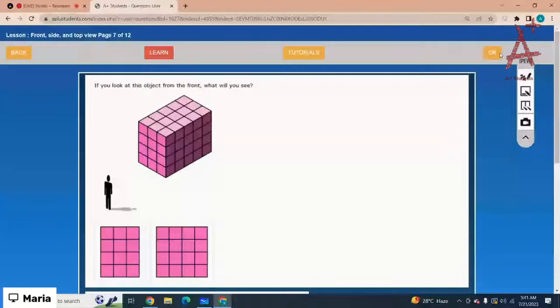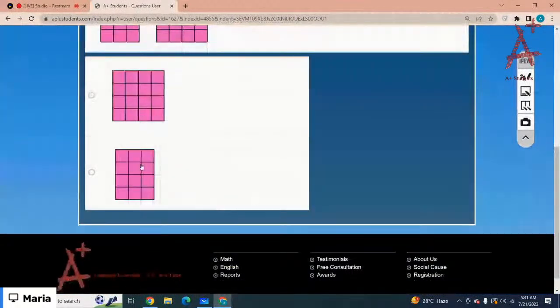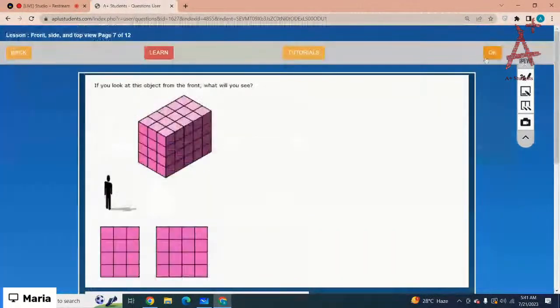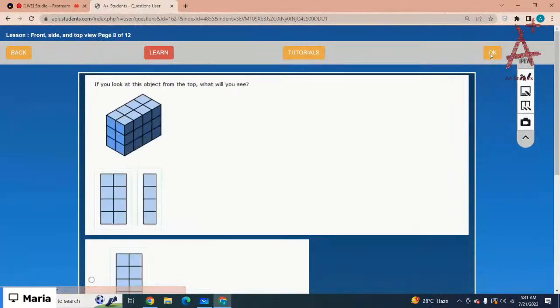If you look at the object from the front, what will you see? If you are standing here, you can see this view with 3 width and 4 height. This one, option number 2. If you look at this object from the top, what will you see? When you look from the top, you can see this side. So the correct option is this one.